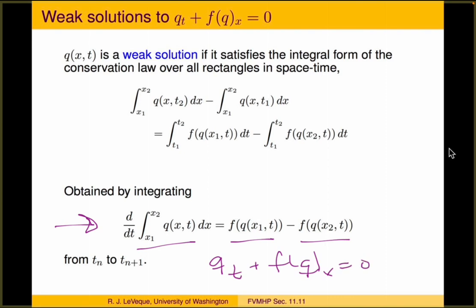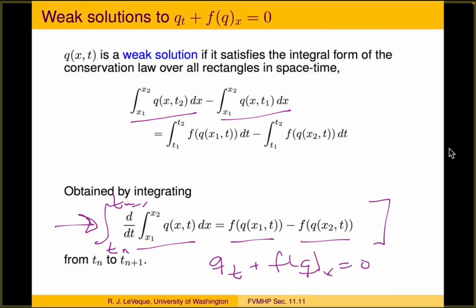But if we don't assume things are smooth, then this integral equation form makes sense in situations where the differential equation doesn't. The integral equation form doesn't require differentiating q directly with respect to either x or t, and so we don't have to worry about the fact that there might be discontinuities in the solution where those derivatives don't make sense. So if you take this integral form of the conservation law and now integrate it in time from time tn to tn plus 1, then integrating this time derivative just gives us the difference between that integral at time t2 minus that integral at time t1.